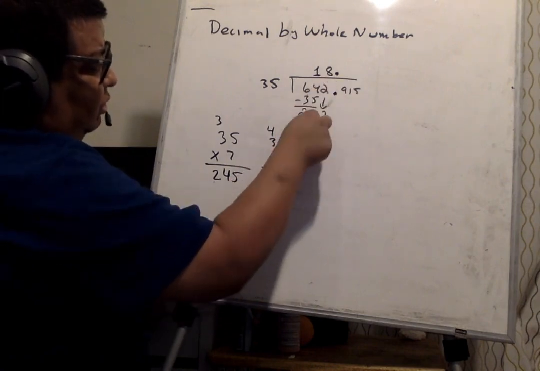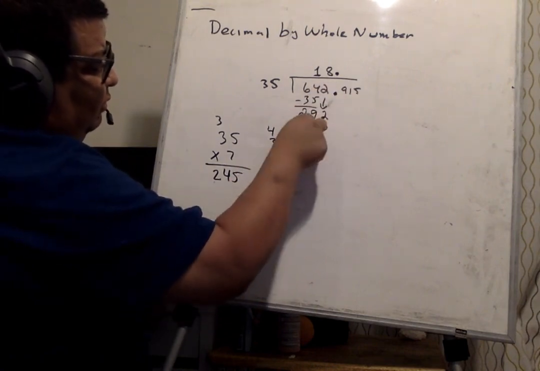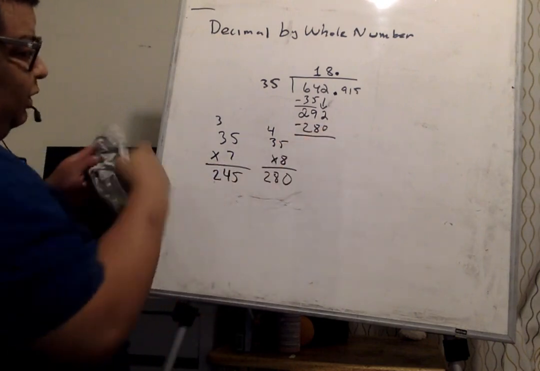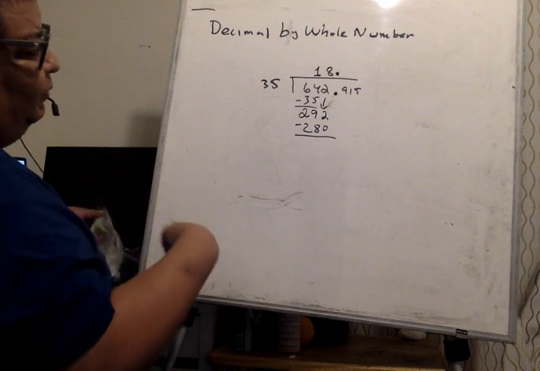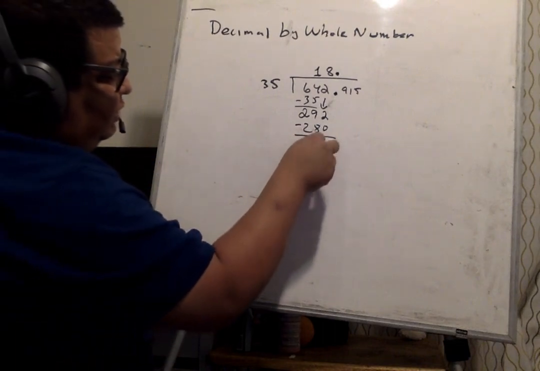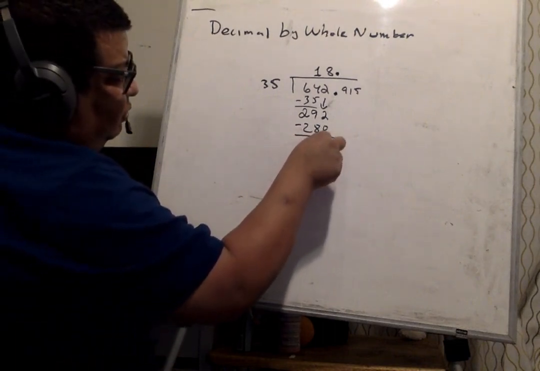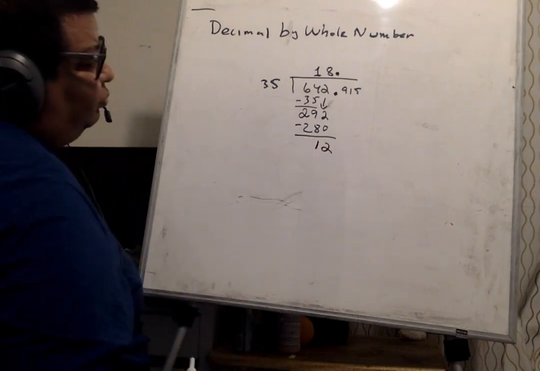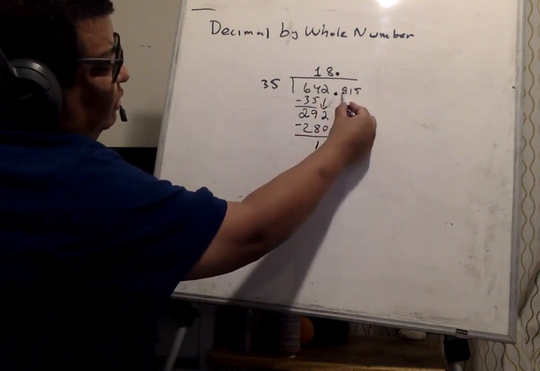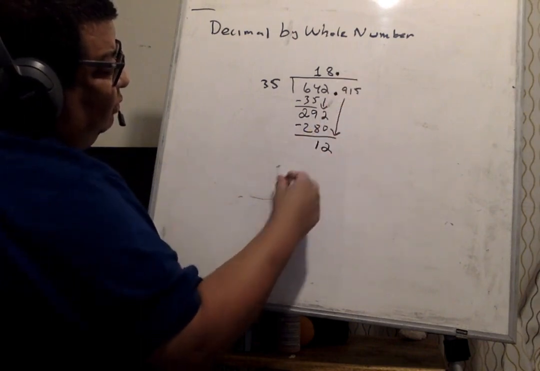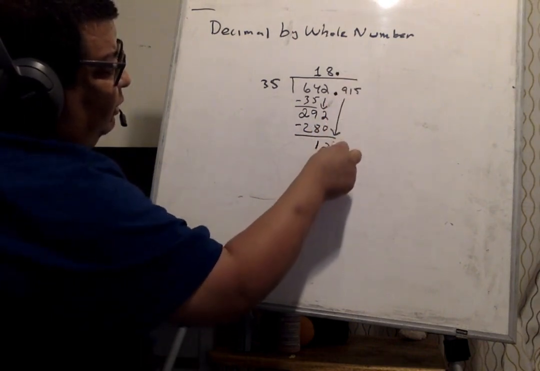So now 280. Do that subtraction. 292 minus 280 is 12. Now we bring down the 9. Because we're on the other side of the decimal point, we're going to start here. So we bring down the 9.